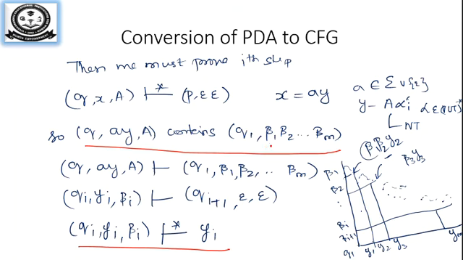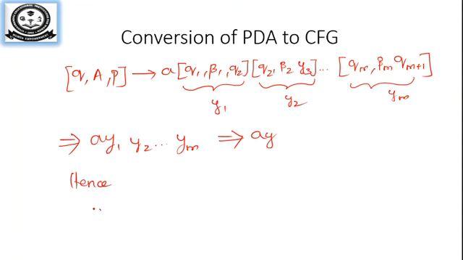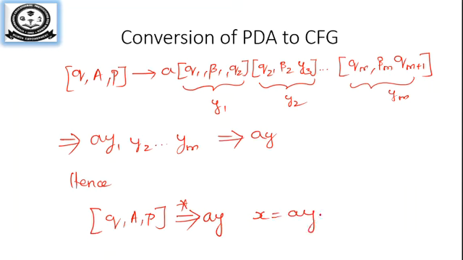So you can see I told you (q, A, y) contains q1, β1, β2, βm. So that is converted into a production rule here. So this is implied from a y1, y2 up to ym, which can be derived to ay. Hence, we can write the production rule (q, A, p) can directly derive ay. So what is ay? ay is nothing but x. So x is the given input string. So we have proved one way over here.